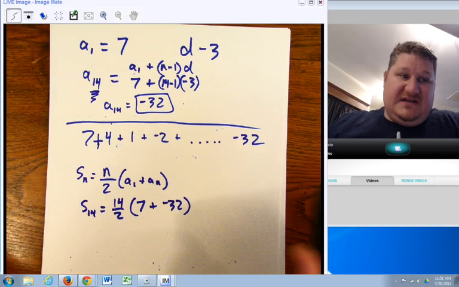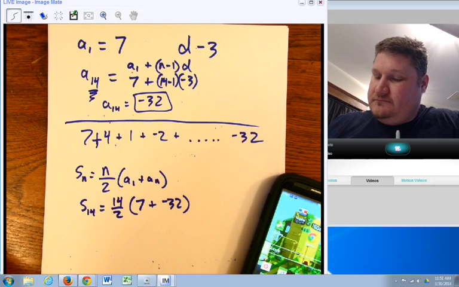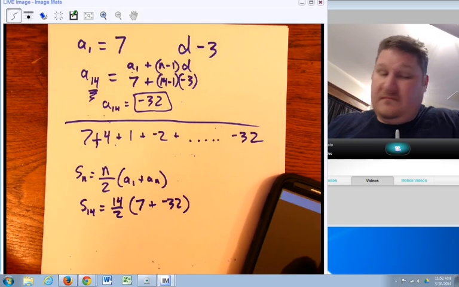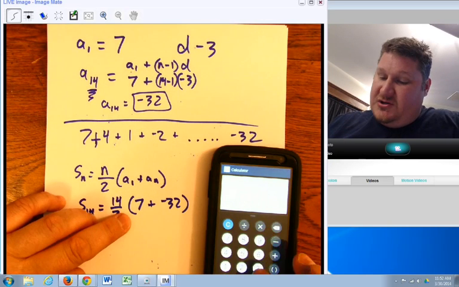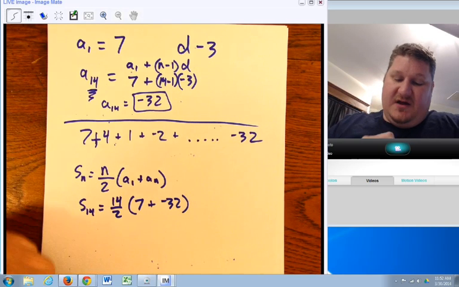So in this case, we're going to take 7 minus 32, which is negative 25. We're going to multiply it by 7. That equals negative 175.